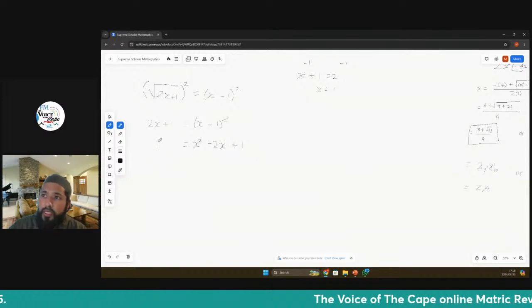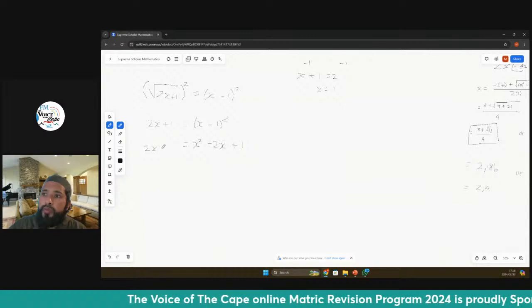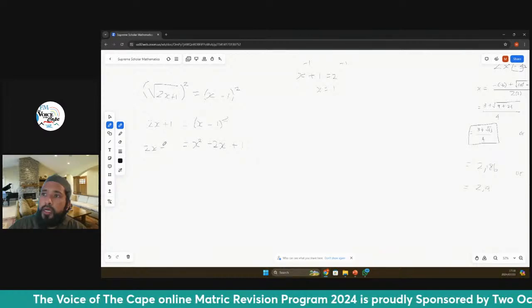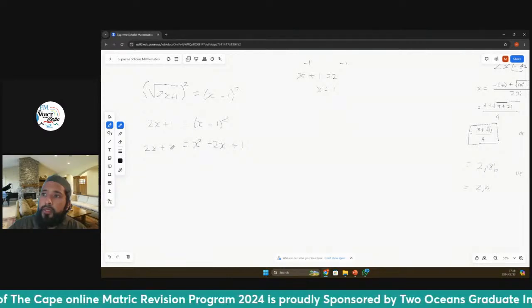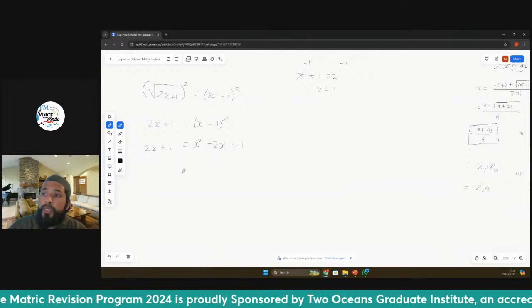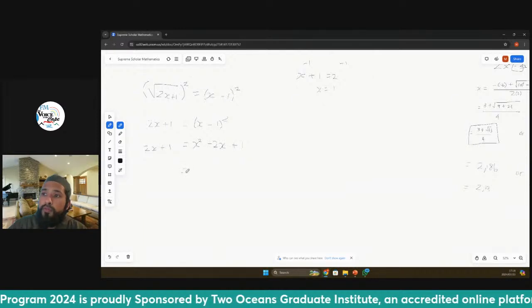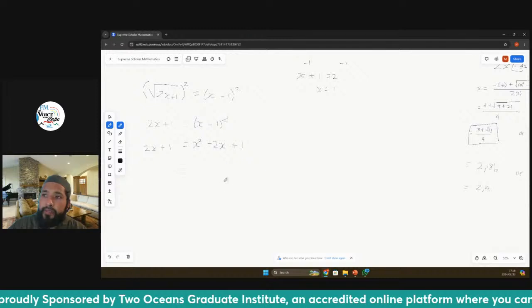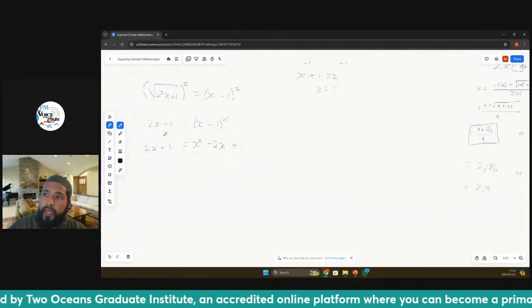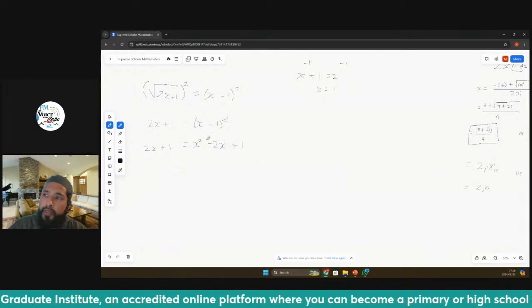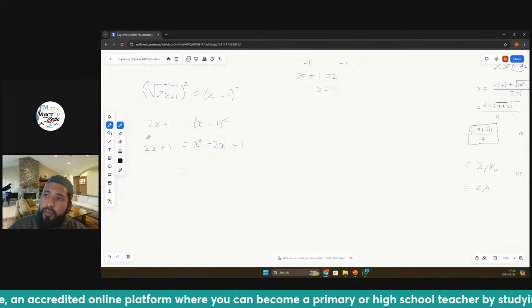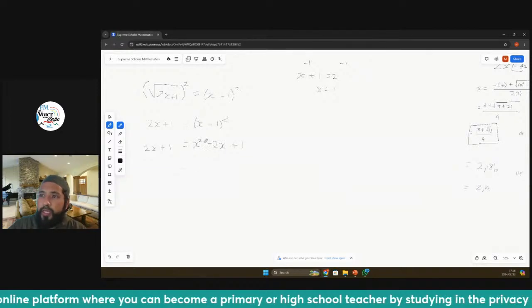You can go do it on your own, multiply it out, and you'll get the same answer. Okay. So now we have 2x plus 1 is equal to x squared minus 2x plus 1. Next step would be to move all of the terms to one side. We could bring this quadratic term over this side, or we could take these terms over that way. Either way, it doesn't really matter.